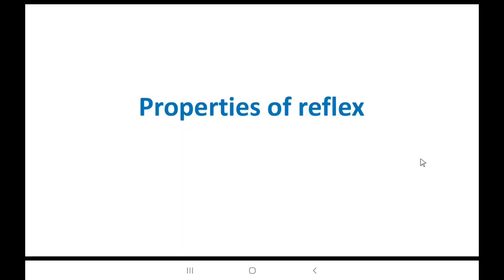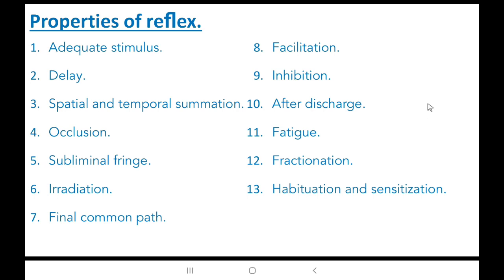Now coming to the properties of reflexes. First of all, note down all the properties of reflexes. This is a very important question for short notes. Many times it has been asked in the examination, properties of reflexes. So first of all, note down all these properties.